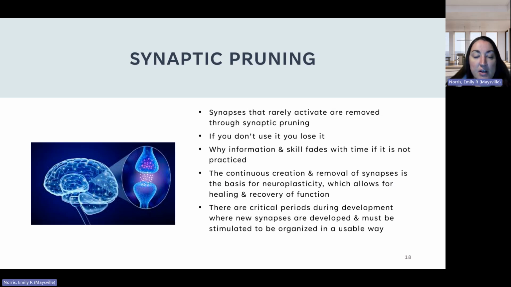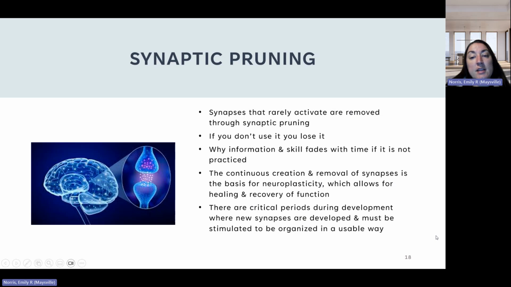So it's very important when children are developing to have a stimulating environment, to talk to the child, to touch the child, to play with them, and to allow them to move around in their environment and explore in order for all those synapses to develop and the pathways to form.